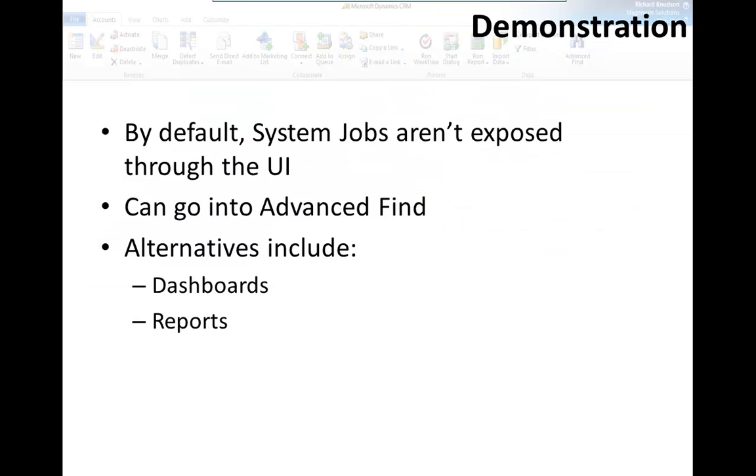So let me show you a demonstration of this. And again, we're going to go through this in more detail in a subsequent session. The key things in this demonstration are that system jobs aren't exposed through the UI, so you need to go find them. You can go into advanced find, but then you can do things like save a view and use that view to create a dashboard, say, or create a report. So let's go take a look at this.